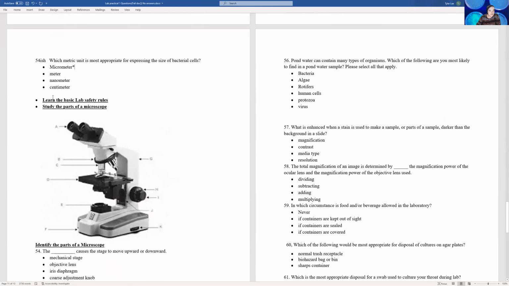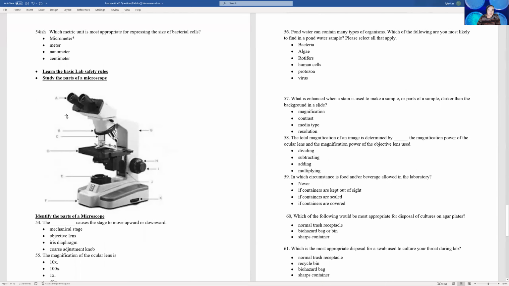Learning the basic lab safety rules. For those, it's pretty much what kind of clothing to wear in the laboratory. Is it ever okay to eat in the laboratory? Where do you put different types of waste? And all of that sort of general lab safety stuff. There are a few questions about it to give you an idea of the kind of questions that you might see, but really just your general lab safety rules.